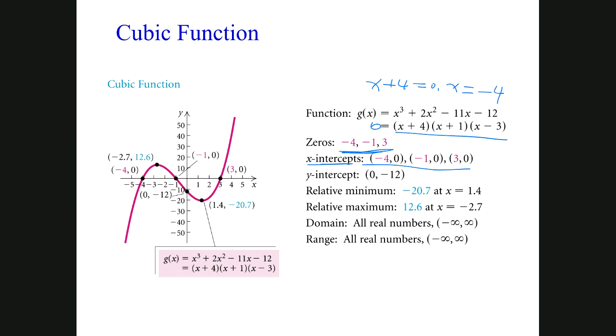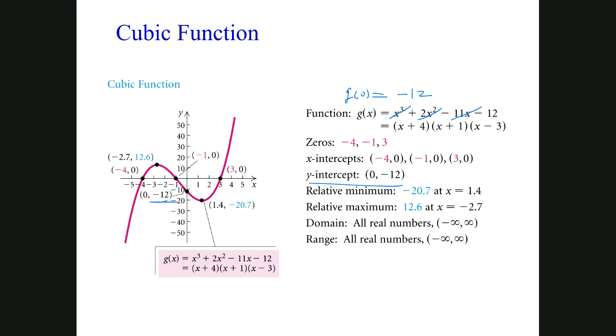How do you find the y-intercept? As we said earlier, to find the y-intercept, set x equal to 0 and find the y value. So we're going to have g of 0, okay? So g of 0, x is 0, this will be 0, this will be 0, this will be 0. So what's left? Only the last term without the x. So the y-intercept here will be -12. So x is 0, so we have (0, -12) in here. Okay, so that's the y-intercept.